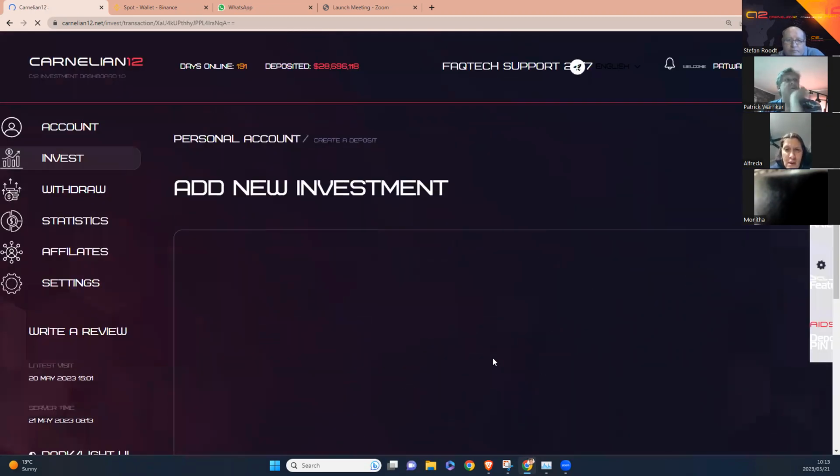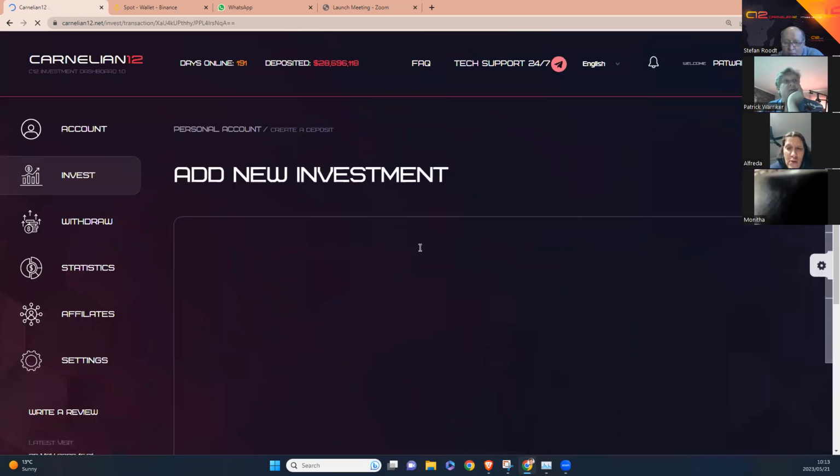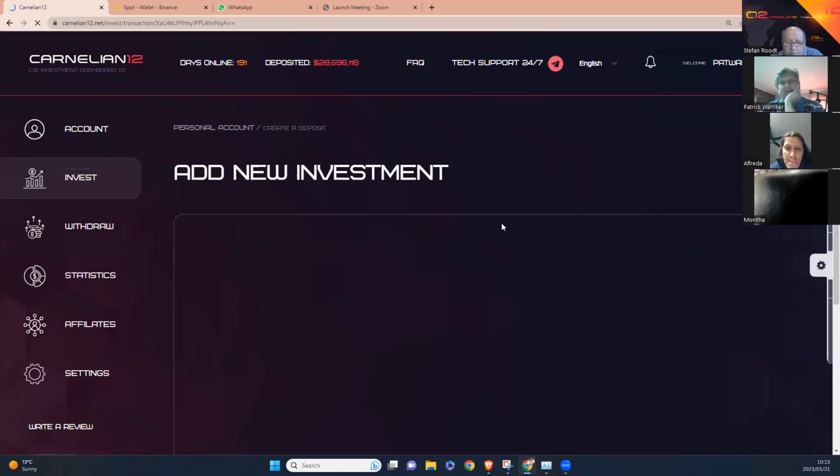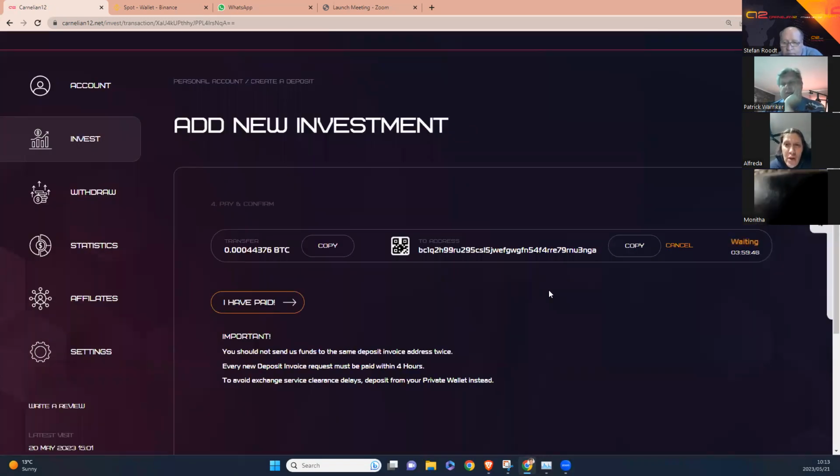Then it's going to give you your wallet address. This is the Carnelian address. Every time you make a deposit into Carnelian, you need to have a new address, because each one has its own contract within Carnelian. When you withdraw, you can withdraw to the wallet addresses that are already configured in your Carnelian. I will just give you a glimpse of that a little bit later. So I copy.